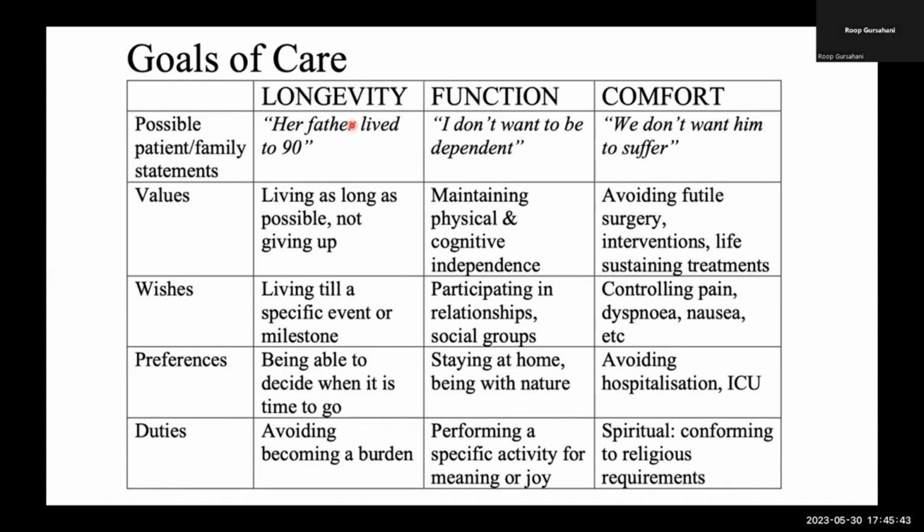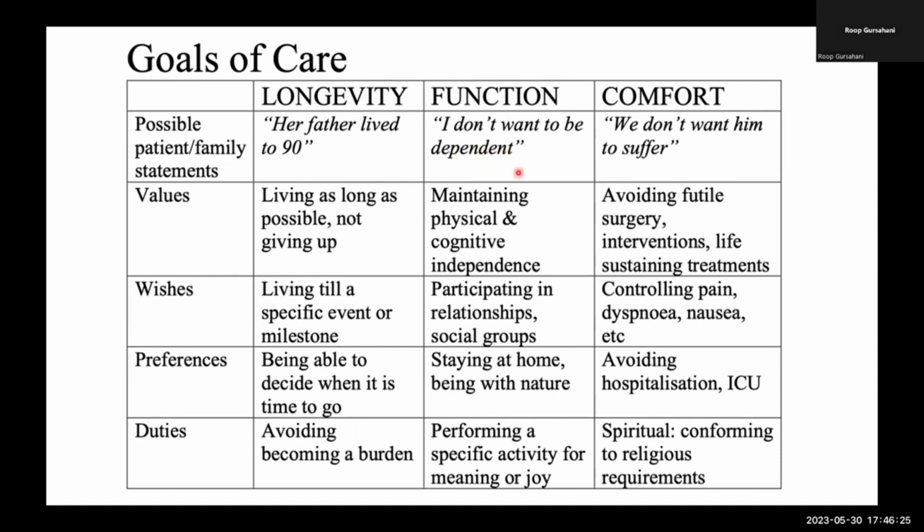It's important to get patients and families to actually give their attitudes. You have to watch for statements that come up as you talk to them about what is happening. So possible statements could be, for longevity, her father lived to 90. So the value would mean living as long as possible, not giving up. But it could also mean living till a specific event or milestone. And it could also mean a preference, being able to decide when it is time to go without becoming a burden.